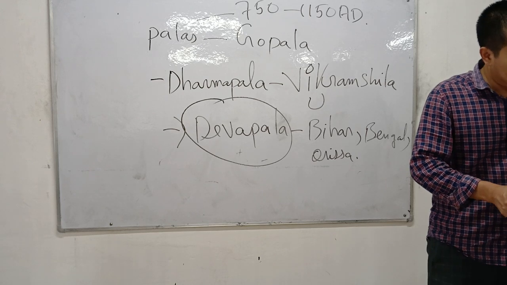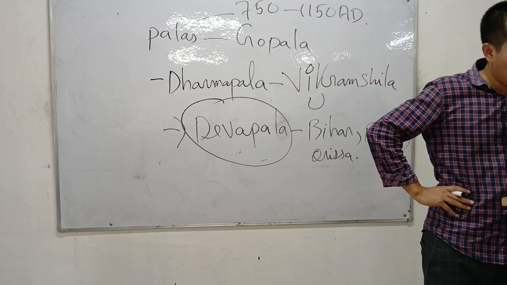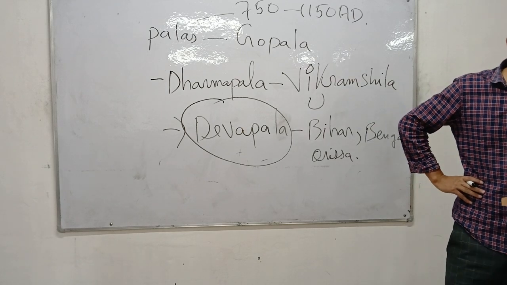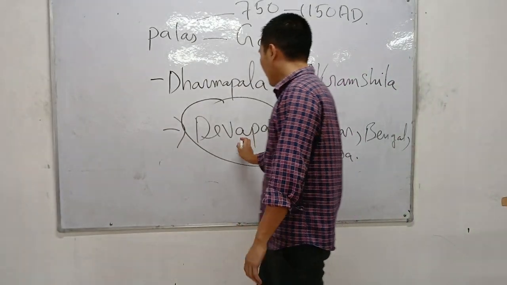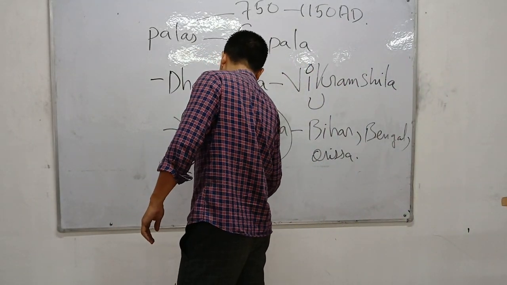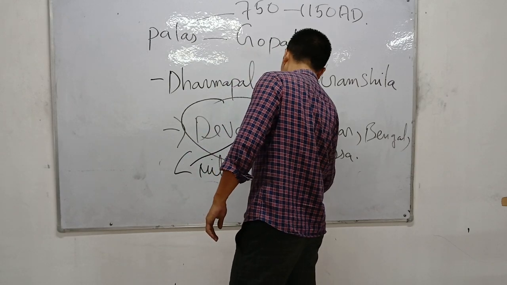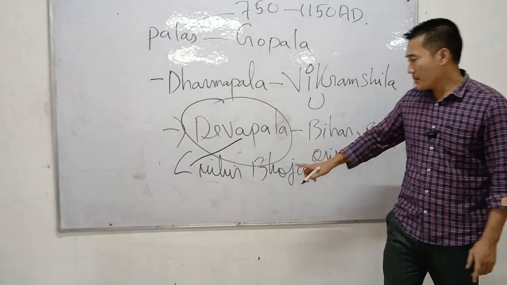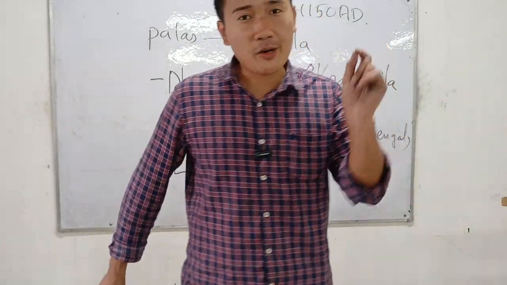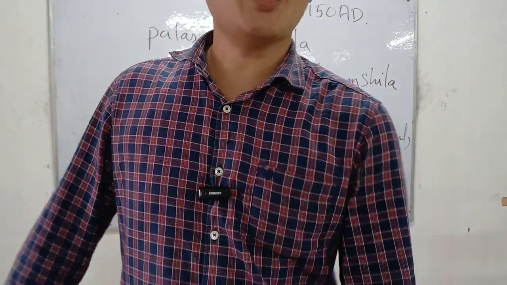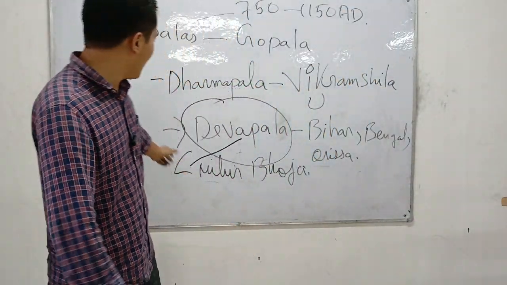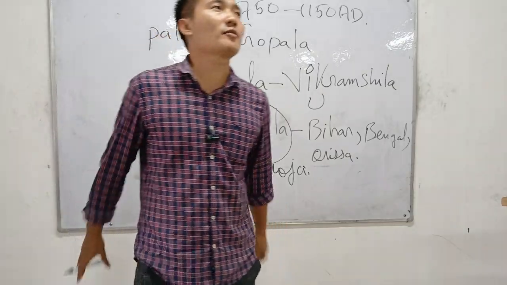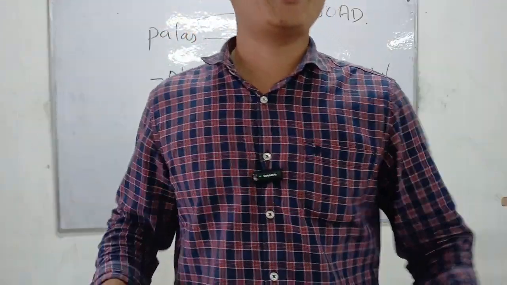And remember, Devapala defeated Mihira Bhoja. This is too important. Devapala is important because he defeated Mihira Bhoja, and Mihira Bhoja is the greatest king of the Pratihara dynasty, which I'm going to give now. The next topic is the Pratiharas. So remember, Devapala defeated Mihira Bhoja, the greatest king of the Pratihara dynasty.